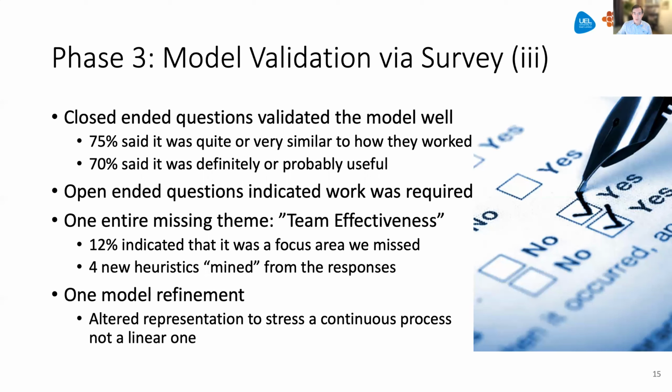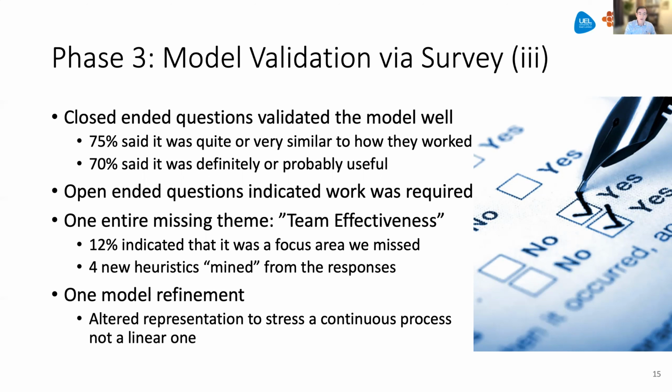One entire missing theme emerged, which was team effectiveness. When we analysed the results of the open-ended questions and worked out what was being said across them with our coding, about 12% indicated it was a focus area that we had missed. There were other suggestions for focus areas, but that was the only one that was more than 10% of the respondents. So we thought that's clearly something we have missed if more than 10% of our respondents think we've missed it. And so we mined 4 new heuristics from the responses.